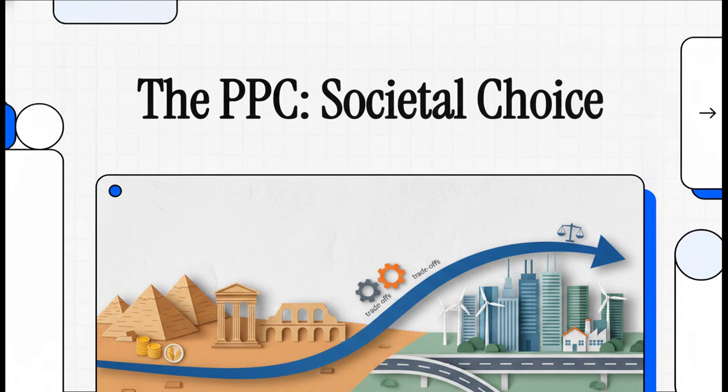Welcome to the Explainer. Okay, today we're unpacking something that's honestly one of the most elegant, fundamental tools in all of economics. I'm talking about the production possibility curve, or the PPC. You can basically think of this as the ultimate blueprint for how societies, literally from ancient empires all the way to modern superpowers, navigate their strictly limited resources to build wealth.